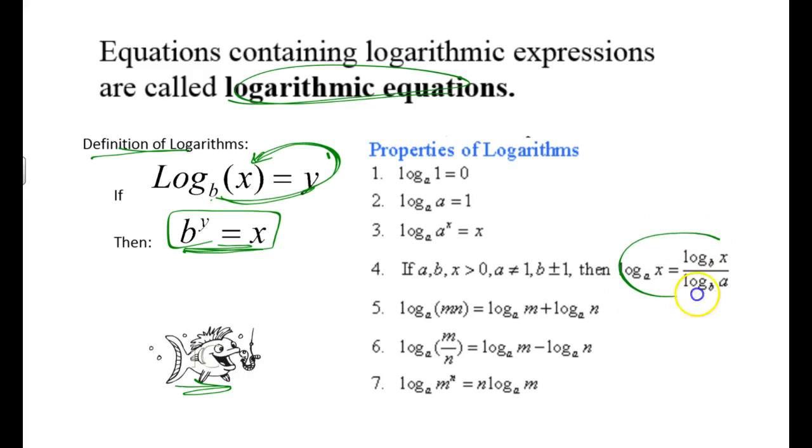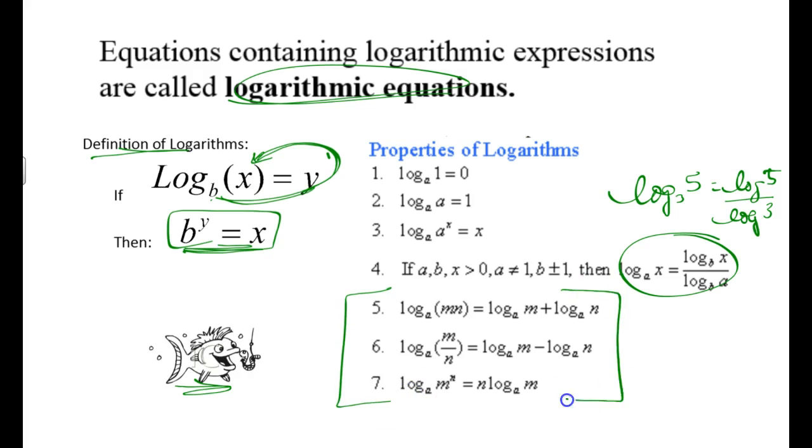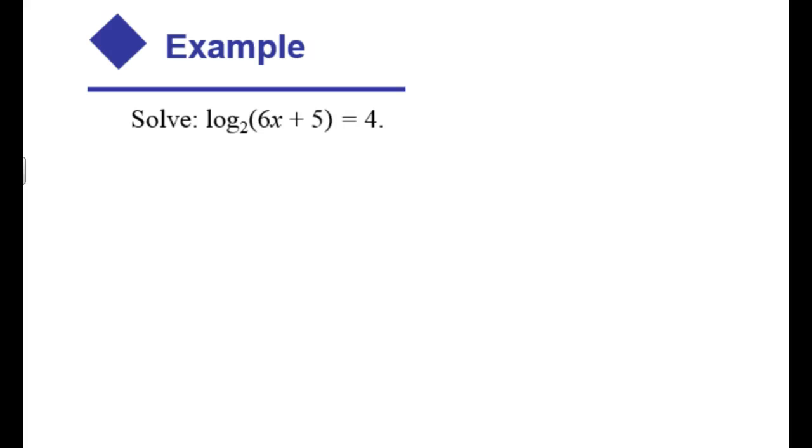This is the change of base rule, which again, if you have the log of 5 base 3, we can't type that in our calculators until we change it to a base 10. So log of 5 divided by the log of 3. And then again, these three properties are imperative for this section.